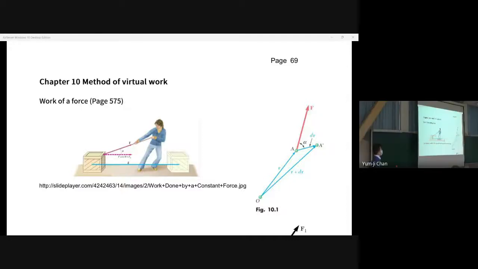So we come to page 69 and the method of virtual work. Virtual work here in Chinese is this one. If you go to read books in Chinese, the Chinese name of this one is virtual work. It sounds new, but you have learned some parts of this chapter.